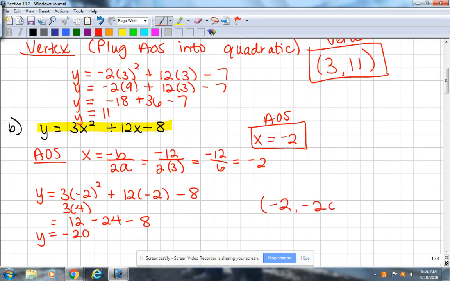And we're really glad we're not graphing that one, right? By hand. We're just practicing getting AOS and vertex. So that's how you get an AOS. That's how you're going to get a vertex.